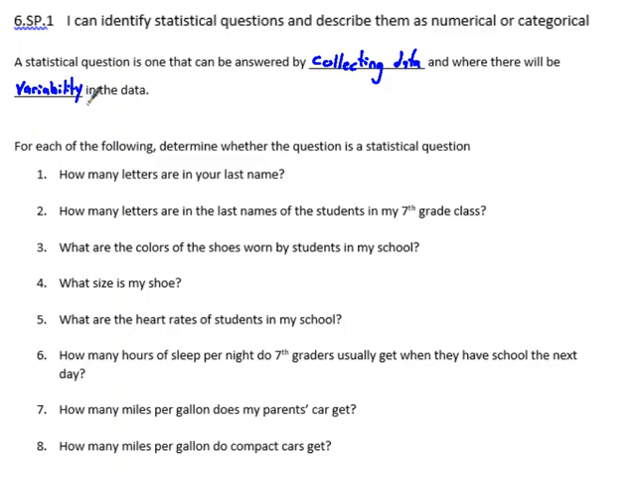So we are going to be collecting more than one fact, and that is going to be different answers most likely. So not something like, how old am I? That is just one fact, it's got one answer, there's no variability there. Instead, I could say, how old is everyone in my class? Then I'm collecting data and there will be some variability in the data.